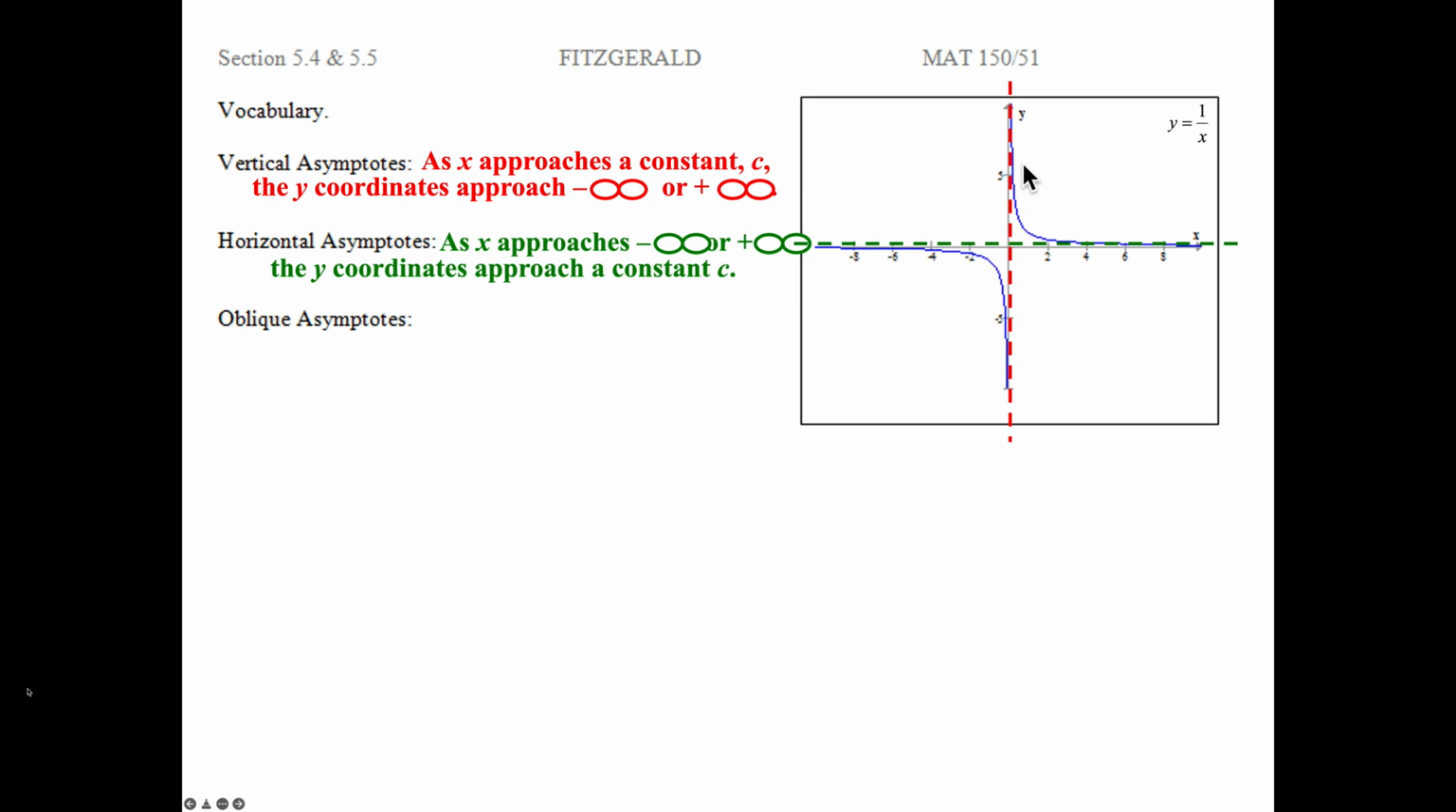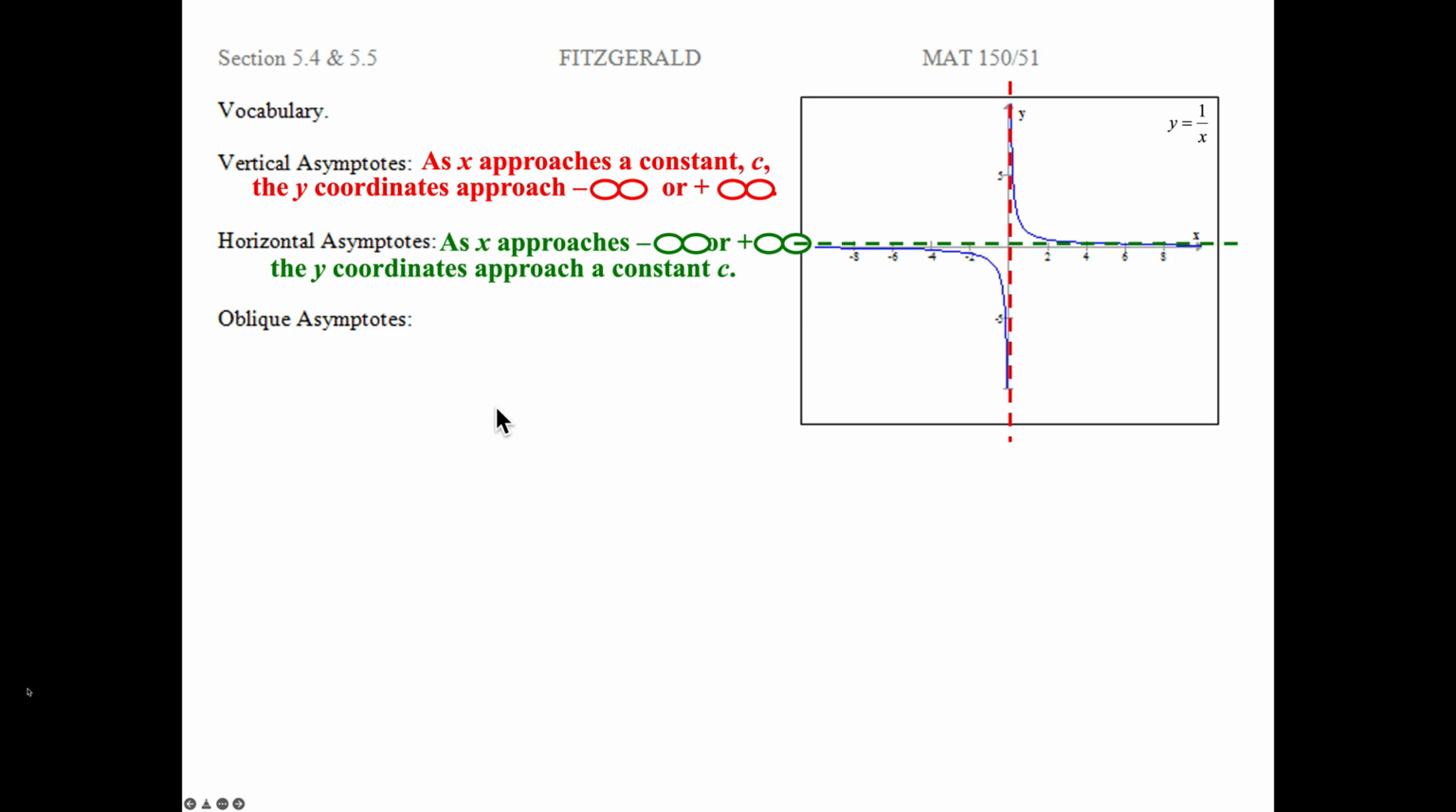So what's happening here is, as we go out to positive infinity for my x's, 1 over 2, 1 over 4, 1 over 6, 1 over 8, 1 over 10, 1 over 100, 1 over 1,000, 1 over a million, I'm getting closer and closer to the value of 0. And if I do that on the negative side, 1 over negative 100, 1 over negative 1,000, I'm approaching 0 as well. It's just that I'm approaching it from the bottom side of 0 as opposed to the top side.